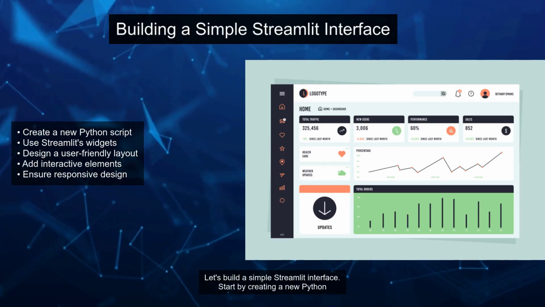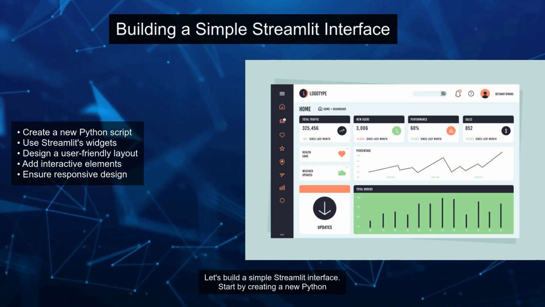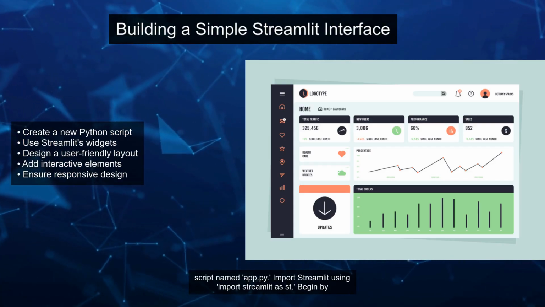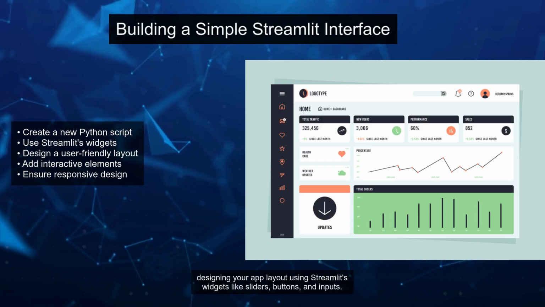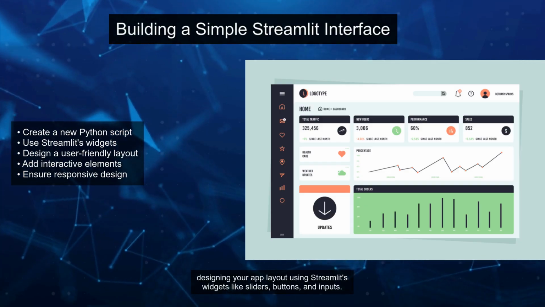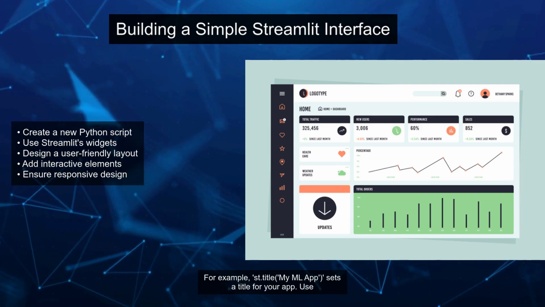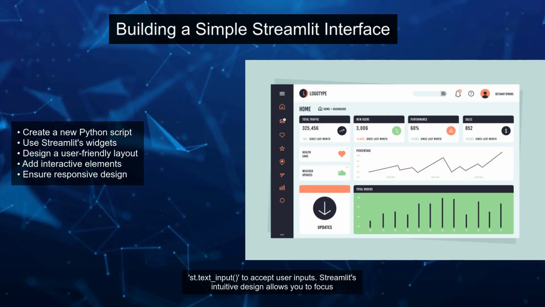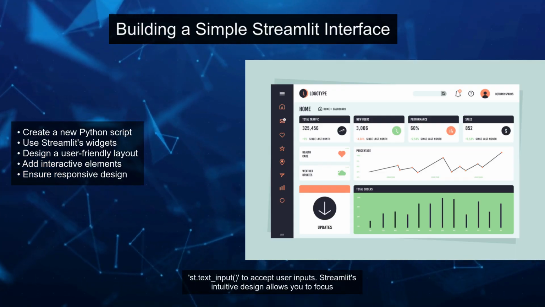Let's build a simple Streamlit interface. Start by creating a new Python script named app.py. Import Streamlit using import streamlit as st. Begin by designing your app layout using Streamlit's widgets like sliders, buttons, and inputs. For example, st.title("My ML app") sets a title for your app. Use st.text_input to accept user inputs.